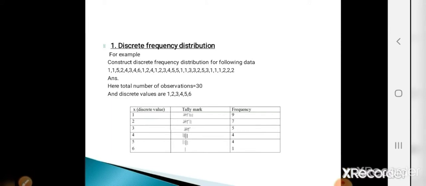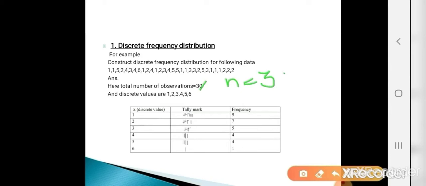The data we are given: 1, 1, 5, 2, 4, 3, 4, 6, 1, 2, 4, 1, 2, 3, 4, 5, 5, 1, 1, 3, 3, 2, 5, 3, 1, 1, 1, 2, 2, 2. Here the total number of observations is 30, and the total number of observations is denoted by small n. Here n is equal to 30, and the discrete values are 1, 2, 3, 4, 5 and last is 6.